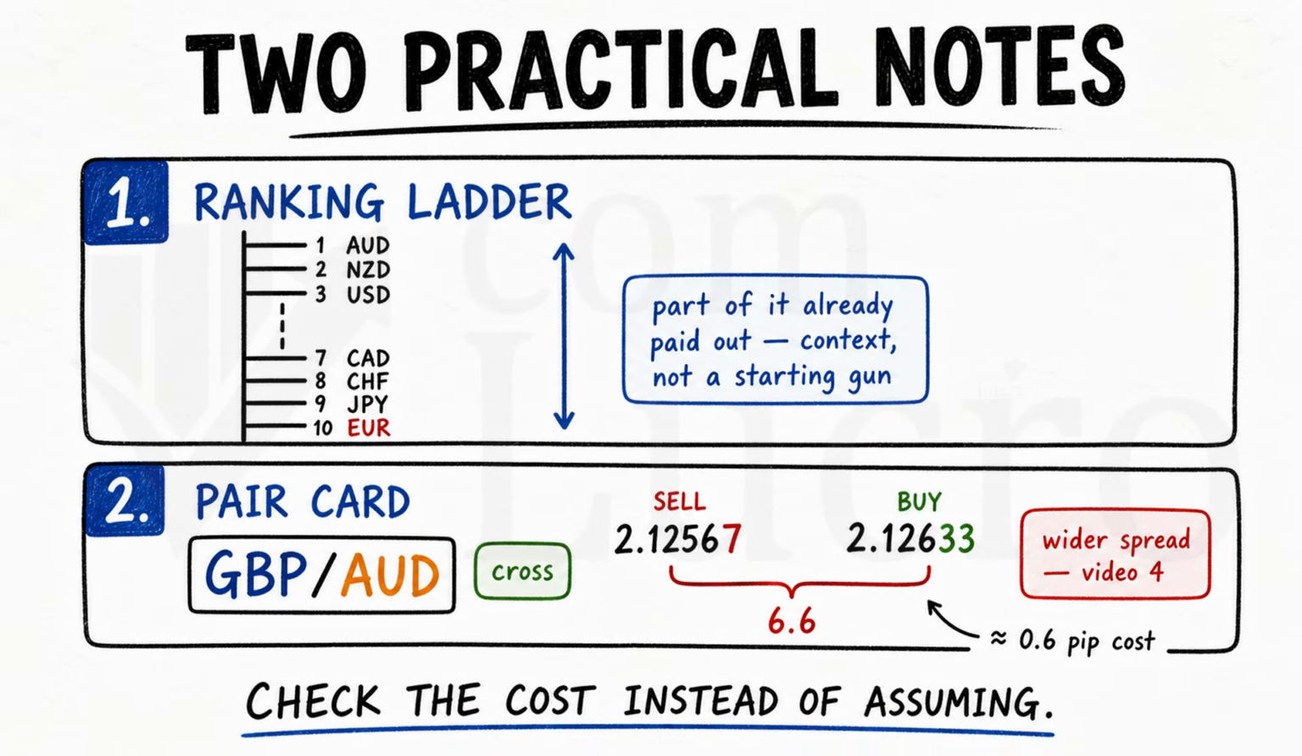2 quick practical notes before we wrap up. 1. By the time a gap is glaringly obvious to everybody, part of that move has already been paid out, so treat a huge spread in the ranking as context, not as a starting gun. 2. The strongest versus weakest pair is often a cross rather than a dollar pair, and crosses carry wider spreads, as we saw back in the 4th video. A cleaner move with a pricier entry is usually still worth it, but check the cost instead of assuming.